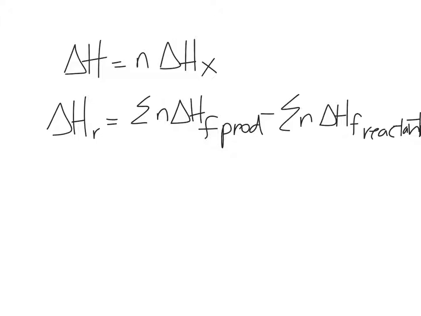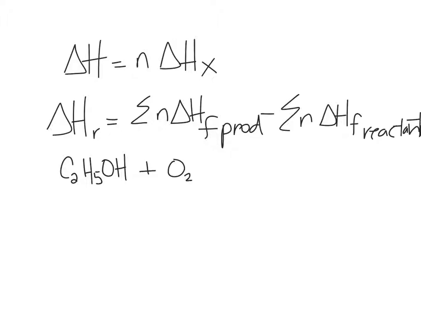All right, so we're going to do this example together. What is the enthalpy change for the complete combustion of ethanol? So first thing you need to do is write out a balanced chemical equation. So we are burning ethanol. So what is our other reactant? Oxygen.